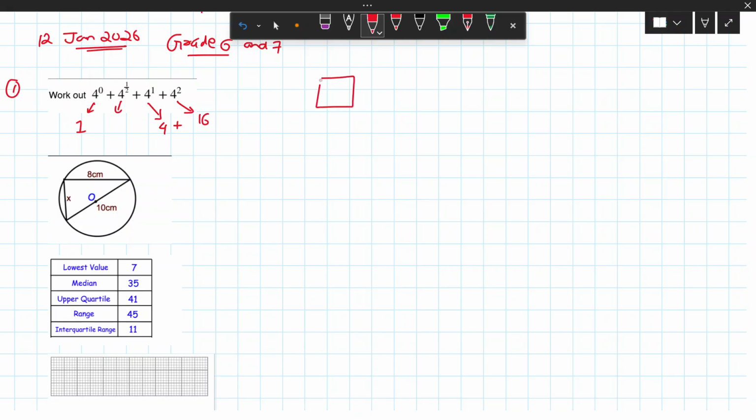So I want you to remember this for me. Anything to the power of a half is your square root. So 4 to the power of a half is the square root of 4, and we know that is 2. So 1 plus 2 is 3, 3 plus 4 is 7, 7 plus 16. My answer would be 23.